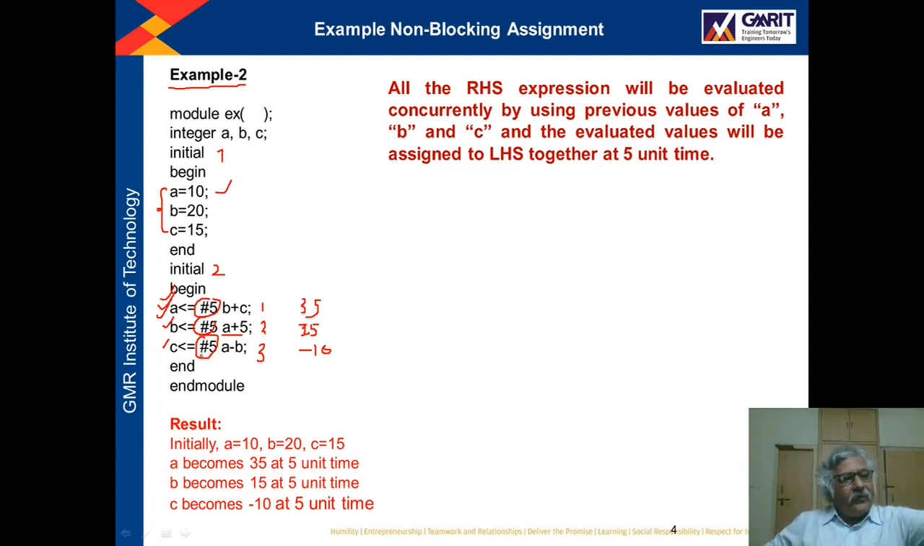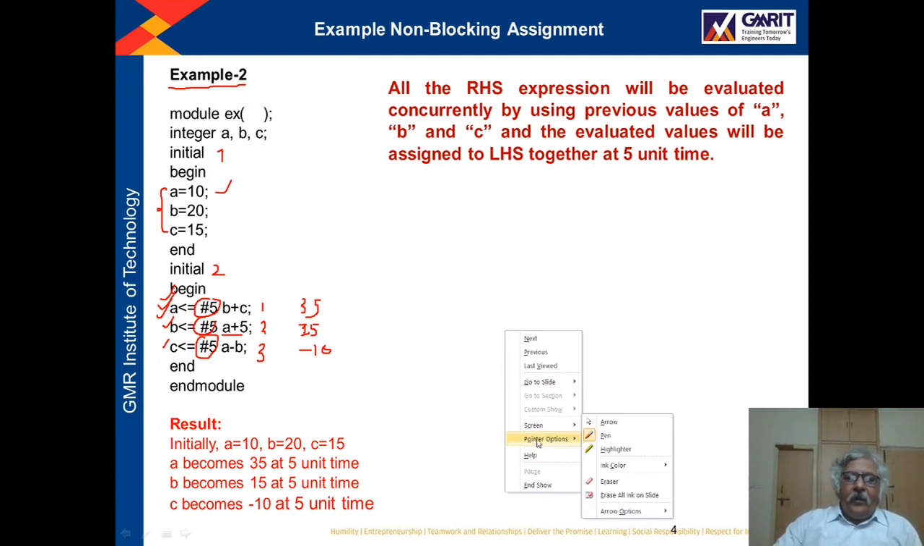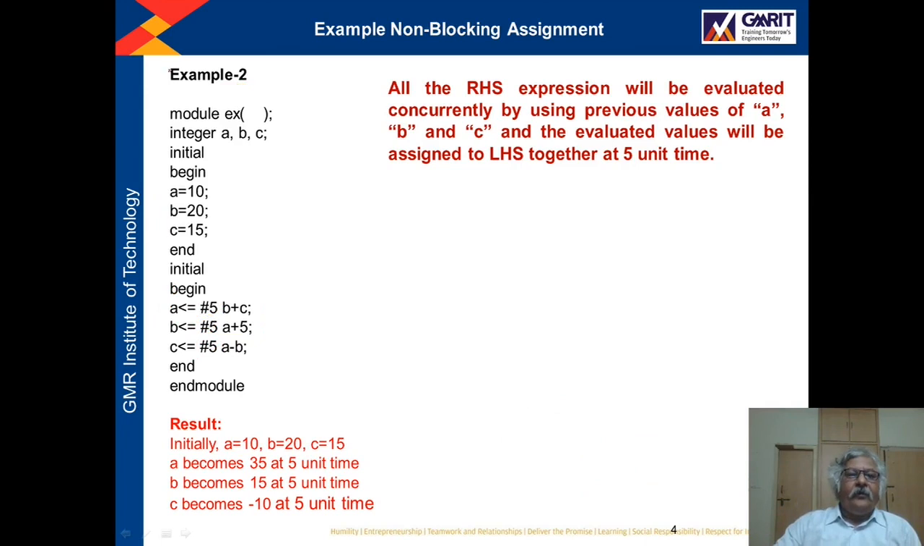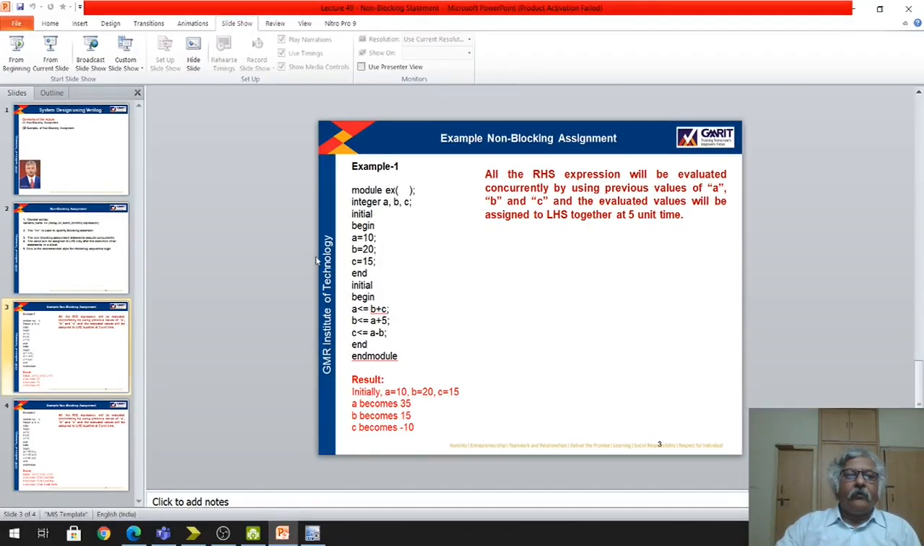If suppose the unit for the time we have taken is 5 nanoseconds, then after 5 nanoseconds only the updation to A, B and C will be done, right? This is the meaning of this code, because we have used the delay here for the updation. Okay. So I will just demonstrate this particular code also.